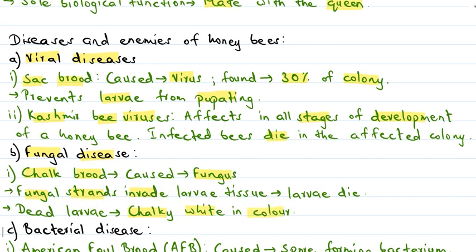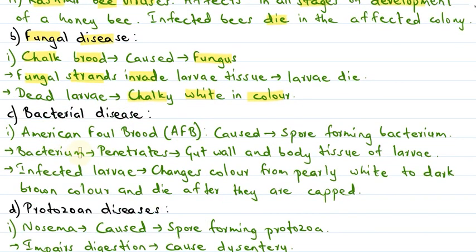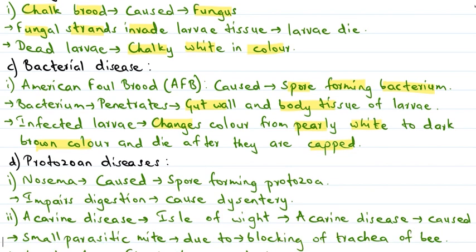Then we also discussed a bacterial disease, American foulbrood or AFB. It is caused by a spore-forming bacterium. This bacterium penetrates the gut wall and body tissue of larvae. Infected larvae change their color from a healthy pearly white to a dark brown color, and they die after they are capped.